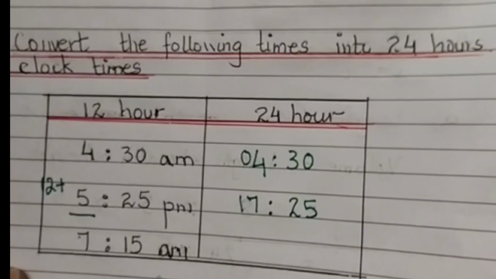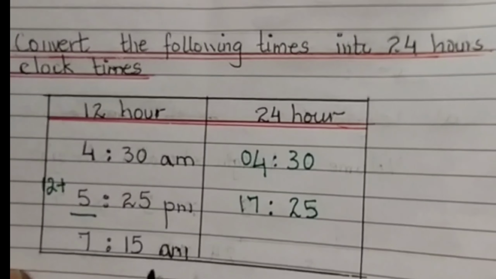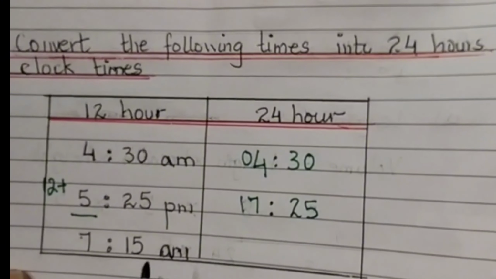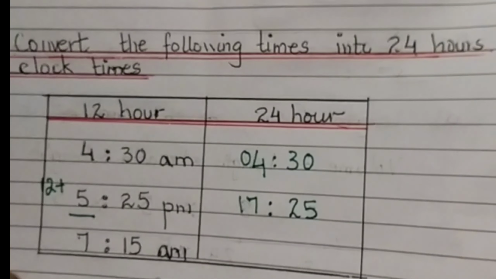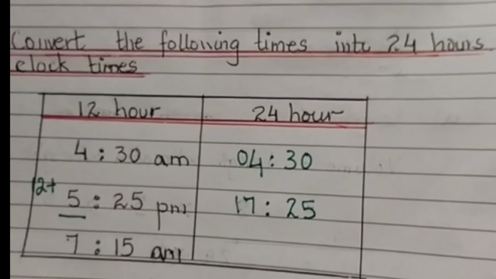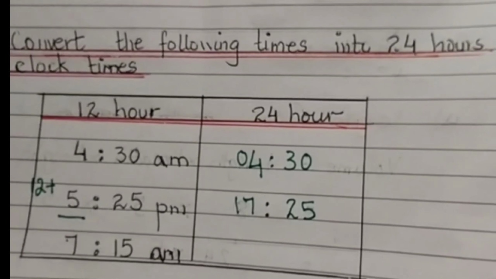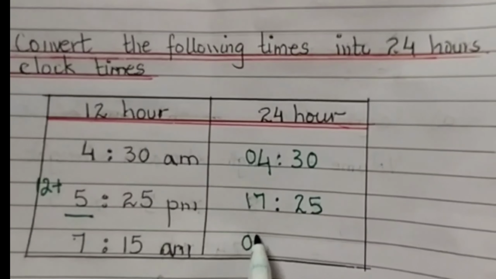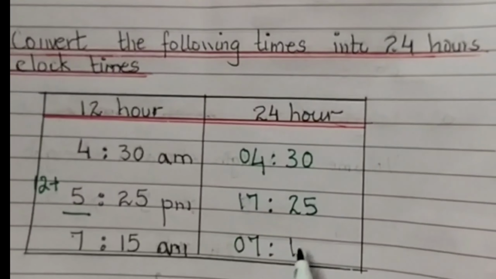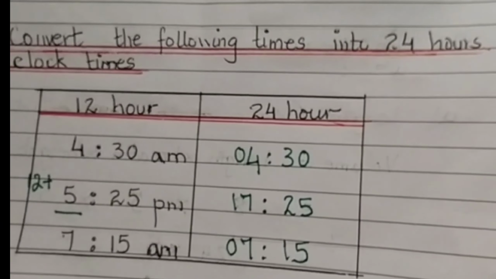Now moving on to the third question. 7:15 a.m. Again, a.m. is the beginning of the day. You people are getting ready for your school. Early morning, 7:15 a.m. 7 hours have just gone of the new day. So 7:15 a.m. is the morning time, early morning time. Your new day has started. So you just have to do nothing. Copy, just write a 0 here, 7 here, and then 15 here. Don't have to write AM or PM.